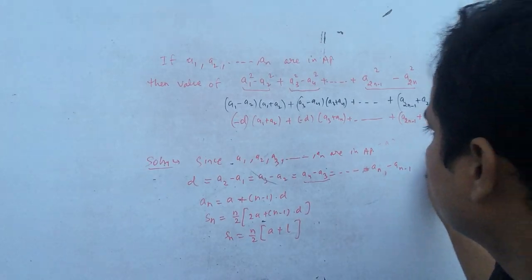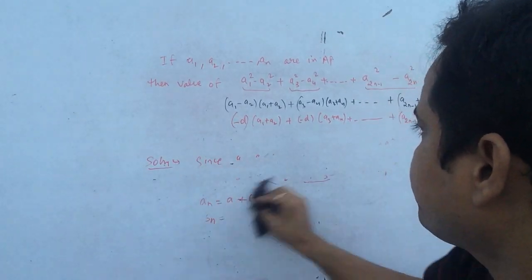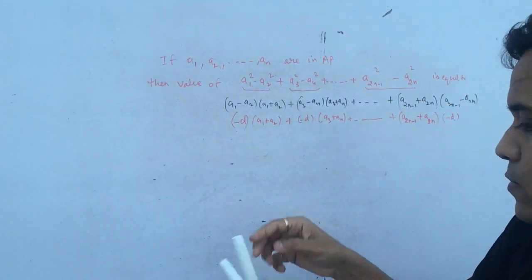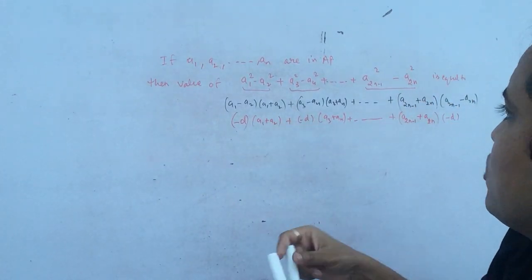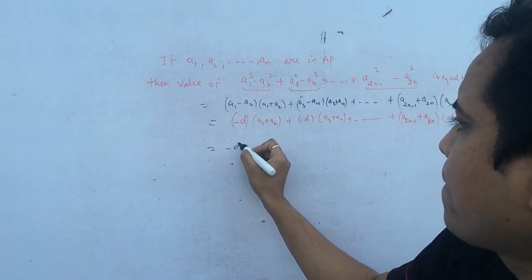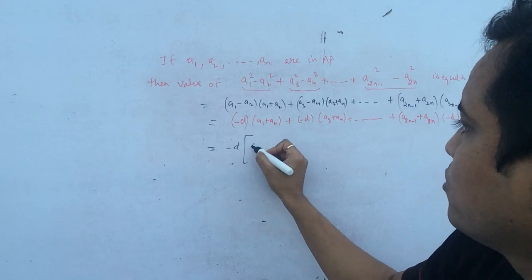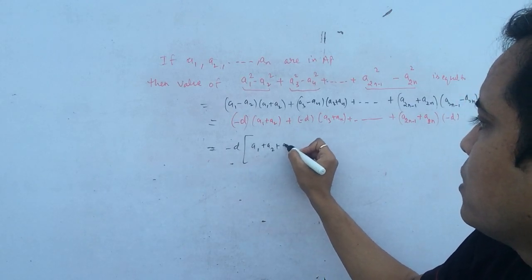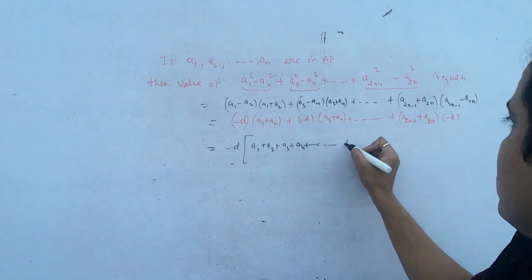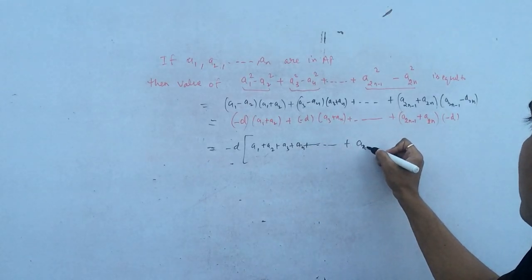Okay, here we are. So take out minus D common, not minus only. You'll get A1 plus A2 plus A3 plus A4 plus up to A2n.